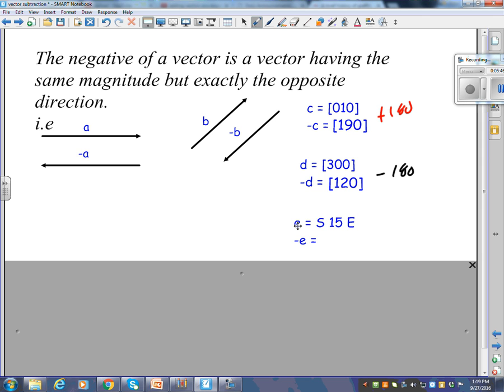Would be south and then 15, right? So exact opposite would be? Would that be north 15 west? For sure. How do you do that? Well, you just change south to north and east to west. Like it's that. Opposites. Opposites. Come get a clicker.